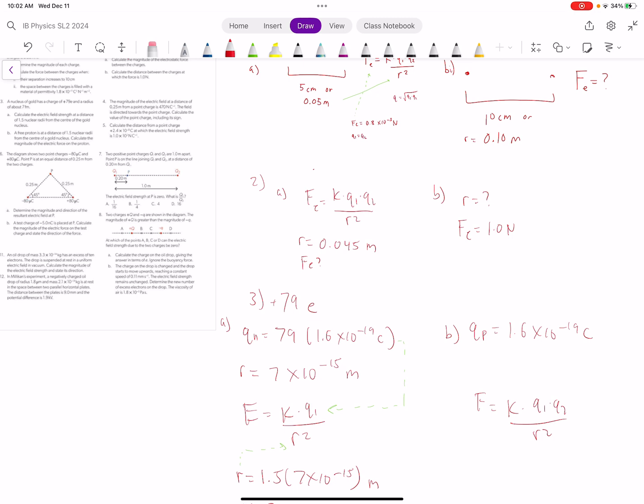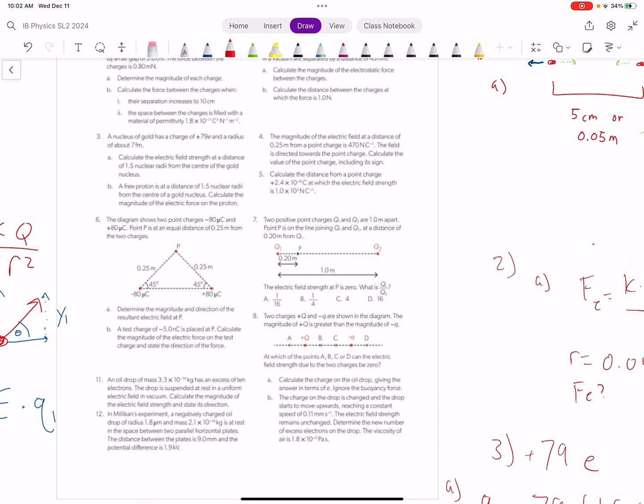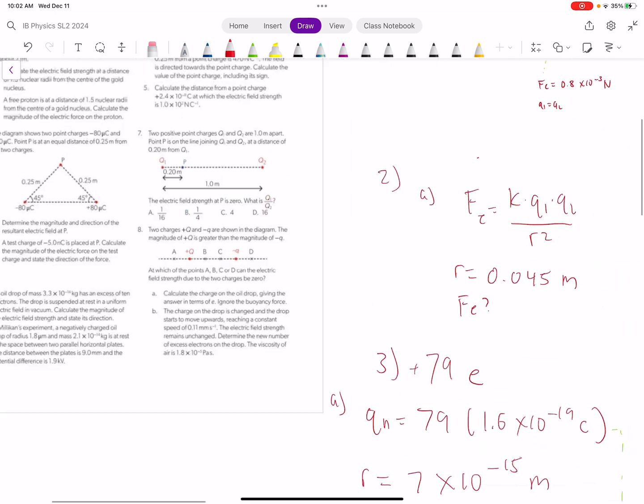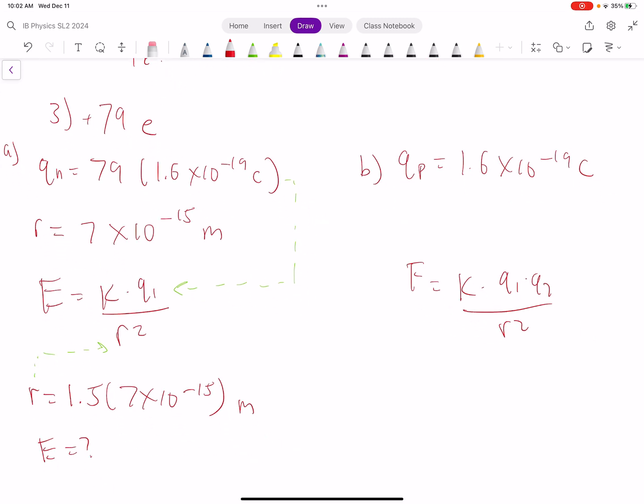Part B, it says a free proton. Okay, so it's a single proton. Here, I'll zoom in. That is also 1.5 away. Calculate the force. Okay, so you're just going to use the same number here for radius. 7 times 10 to the 15. You're just going to use that same number, so that's why I had it there.